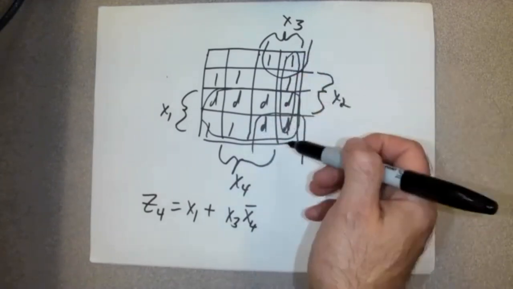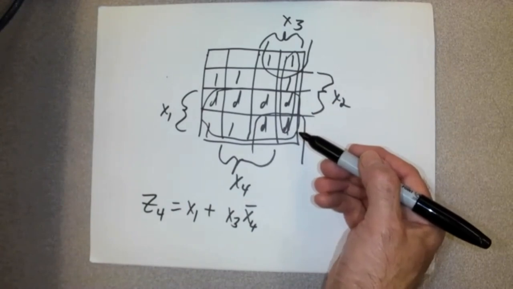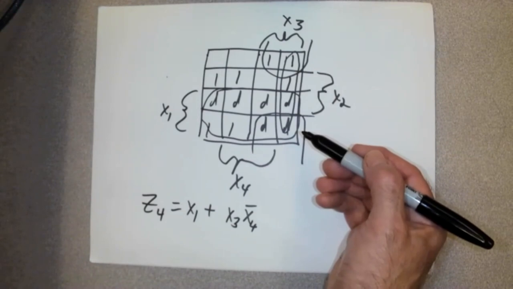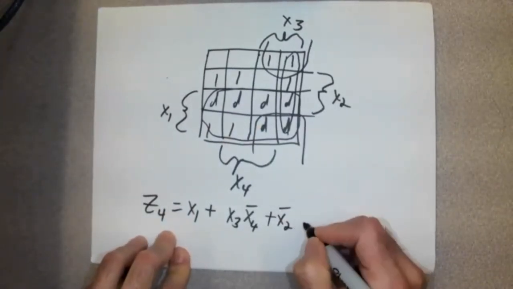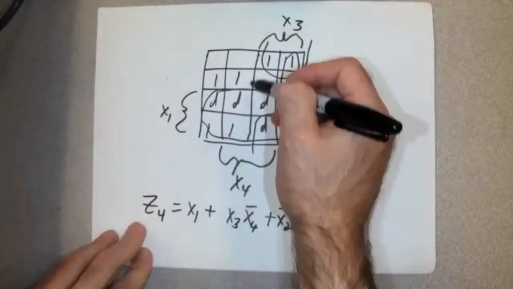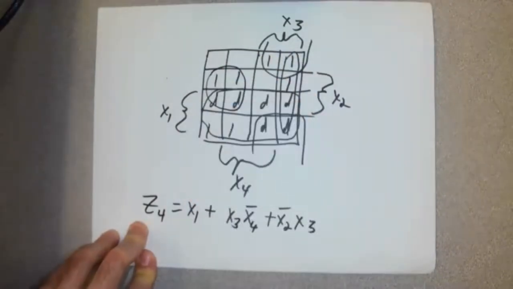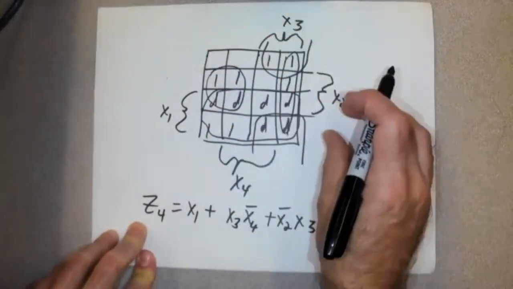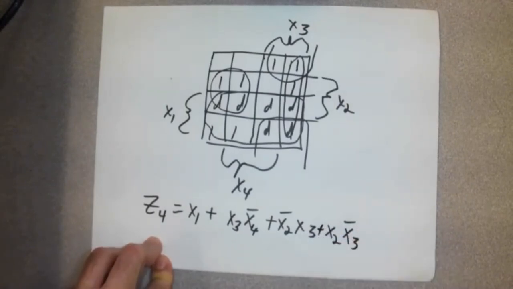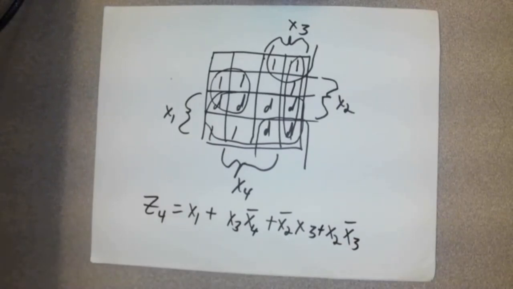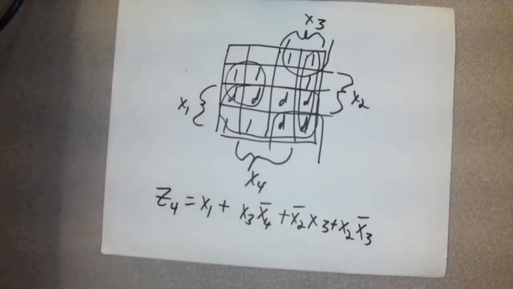So by grabbing those, we get the not x2, x3. And finally, we can get our last two that are missing there in another group of four. So that's an x2, not x3. So that, I think, is probably the simplest that you can get this particular circuit, the V4 output.